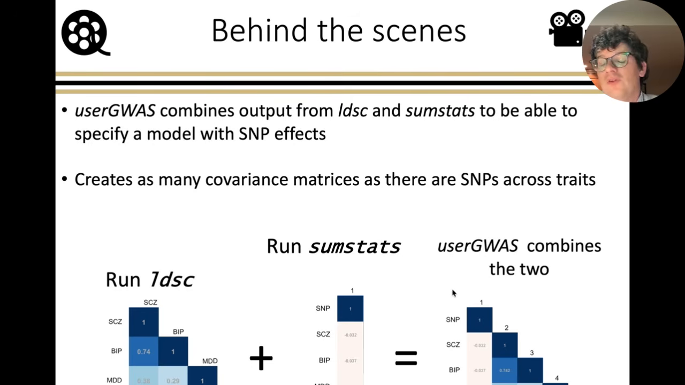So what userGWAS is doing behind the scenes is it's actually recycling out this first column here for each SNP and appending it to the matrix, and then using that as input to the model in the same way that you were doing for userModel in the 3rd step in the prior video. Each time the model is run, it's recycling out this covariance between the SNP and each of the traits, and then this part with the LD score regression output is staying the same.